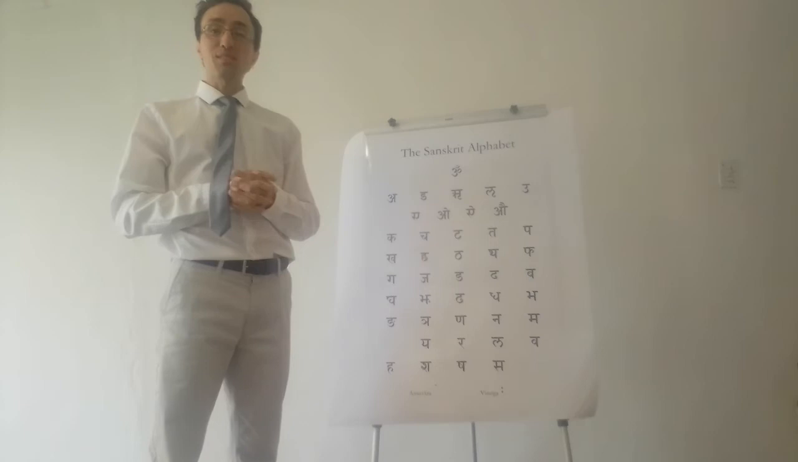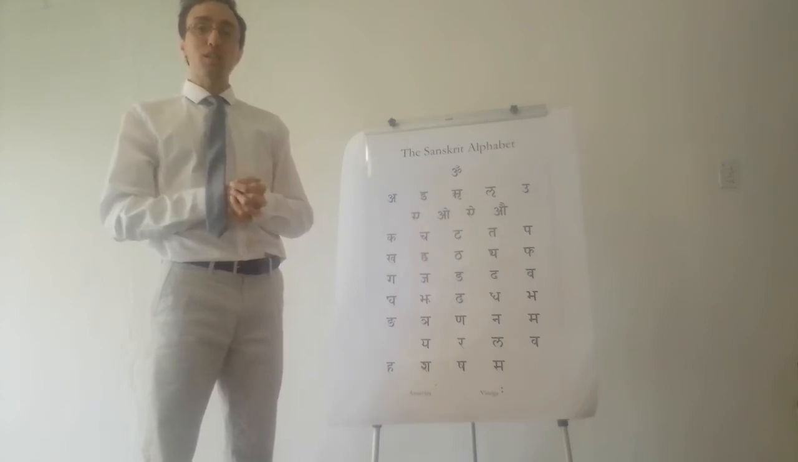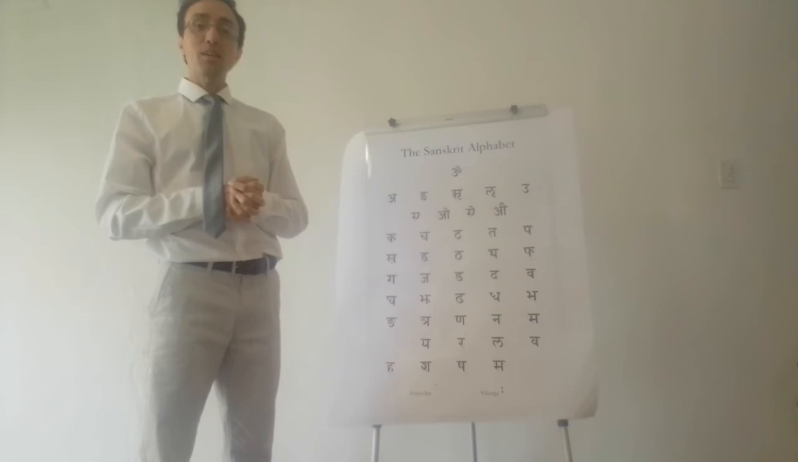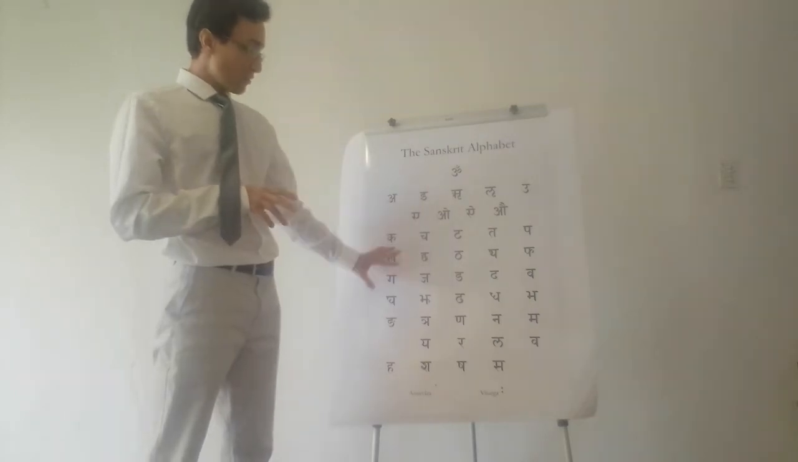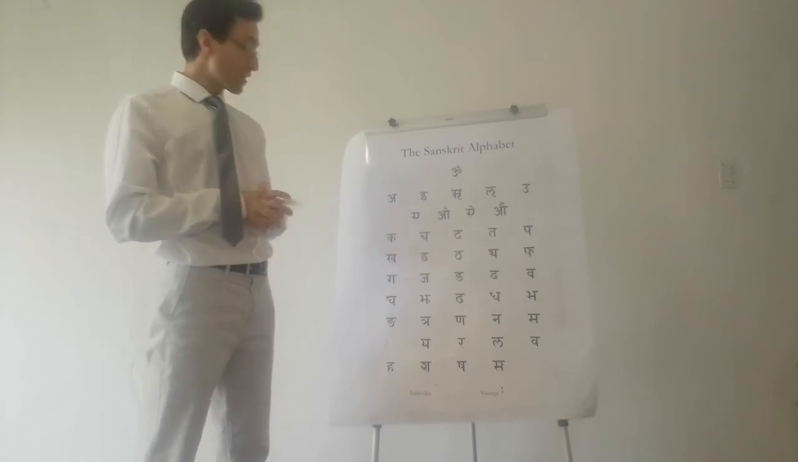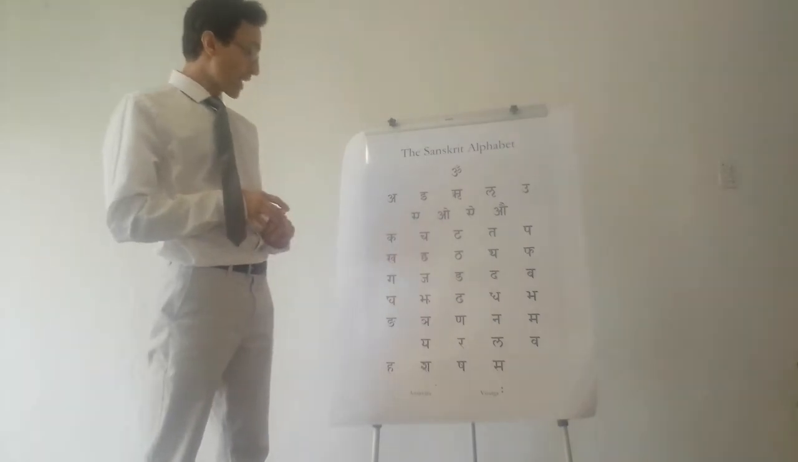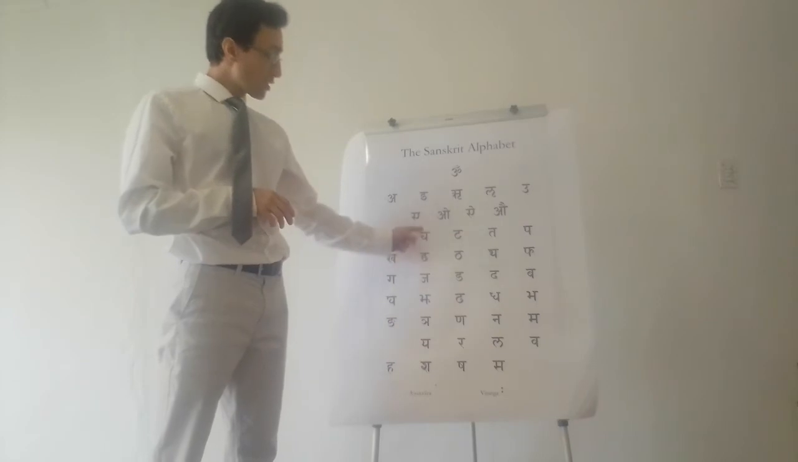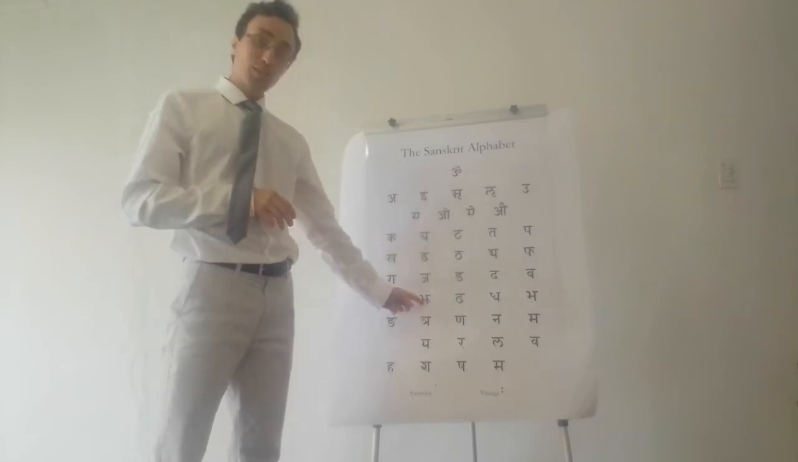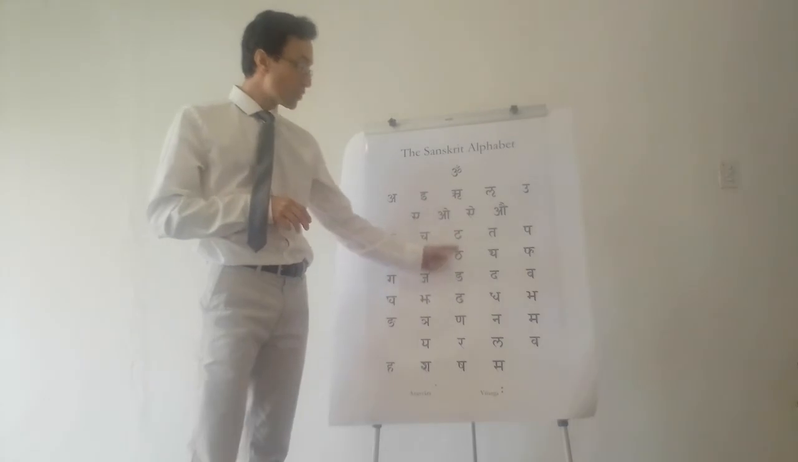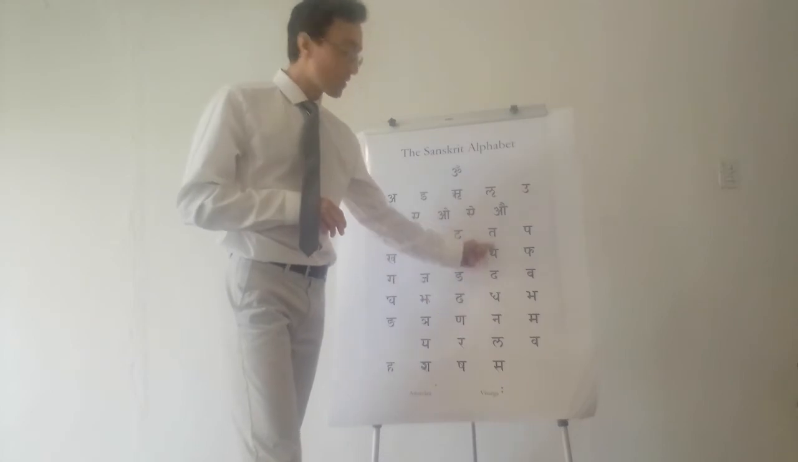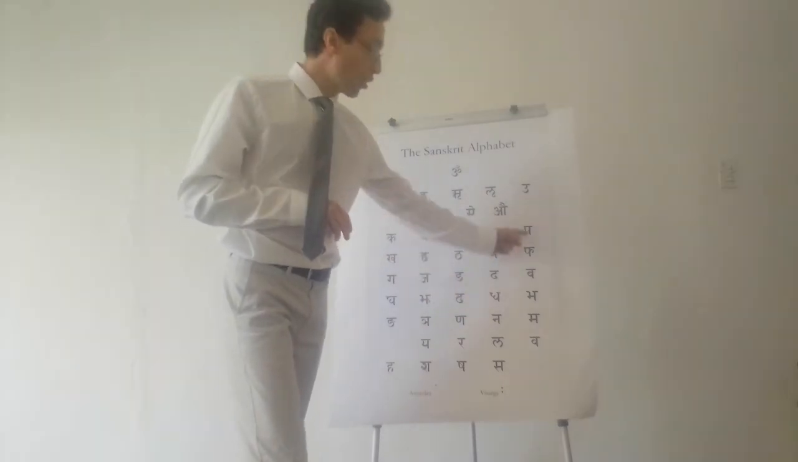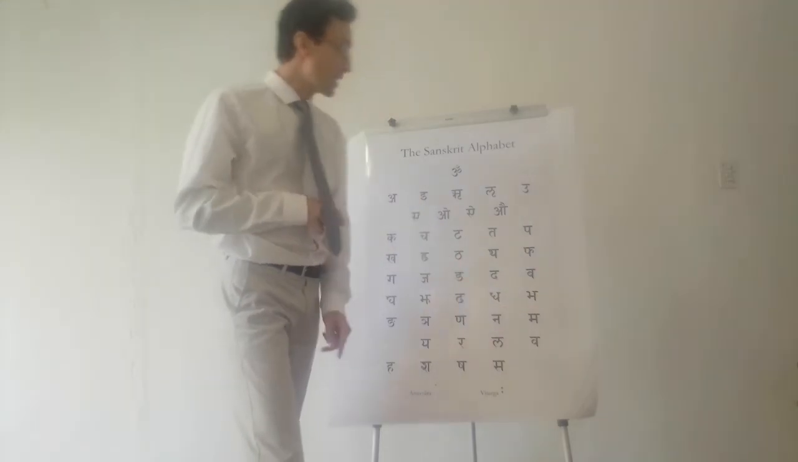Now, in order to pronounce the Sanskrit language properly, you must know how to position the tongue and the mouth exactly. And 5 groups are identified. These are kantaha, or the guttural group, this section here. Talu, which is the palatal group. Murdaha, or the cerebral group. Dantaha, or the dental group. And Oshta, which is the labial group.